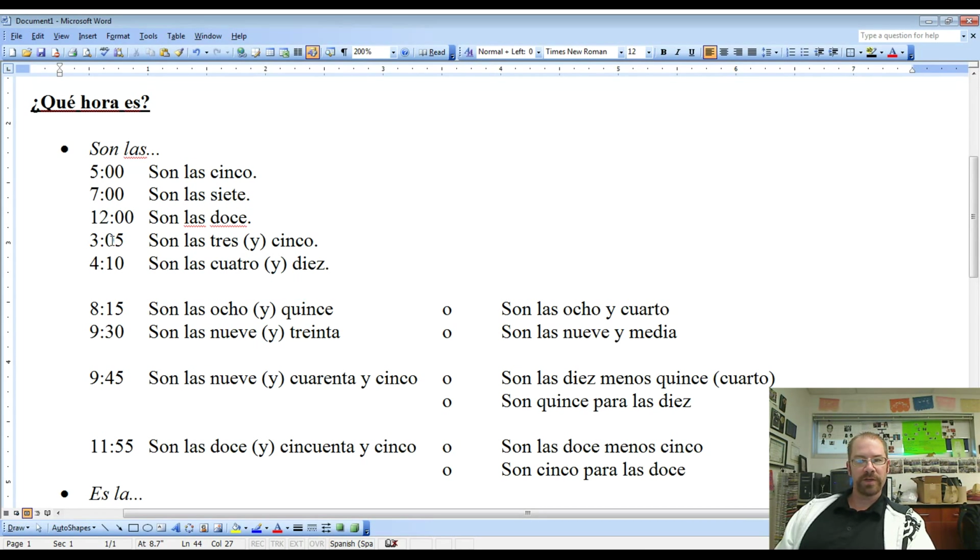For 3:05, I could say son las tres y cinco, or son las tres cinco, depending on what Spanish-speaking country you are in. You will or you won't use that y right there. Son las cuatro y diez, son las cuatro diez.